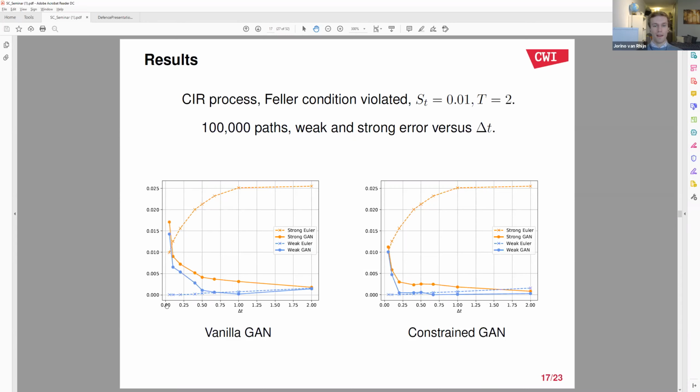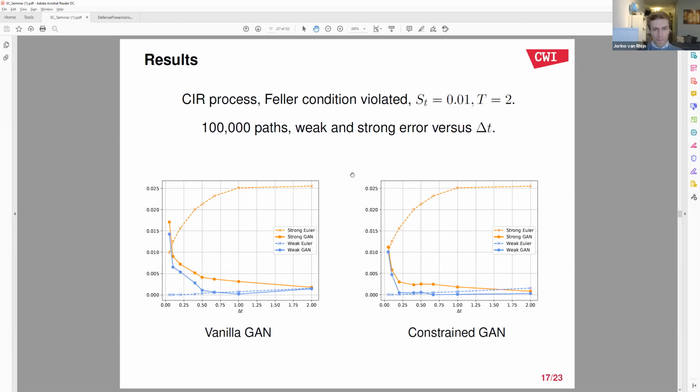So for the vanilla GAN and the constrained GAN, let's unpack what we see here. The orange lines are the strong errors, and the blue lines are the weak errors, so the differences in the means at final time. And then what we see is that for the Euler scheme, the strong error increases very rapidly with delta t. We know that, of course, if we take delta t large, the strong error in the discrete time scheme and the weak error will go up.